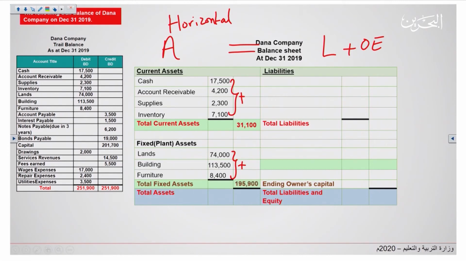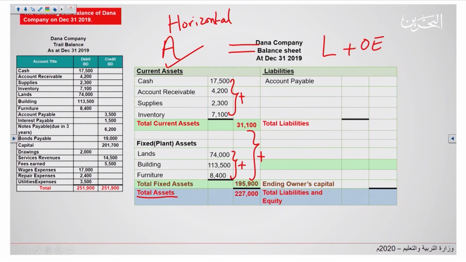Then I will calculate the total assets by adding these two amounts. Like this, we have finished this side of the formula. Now we will start with the liability and owner's equity side.